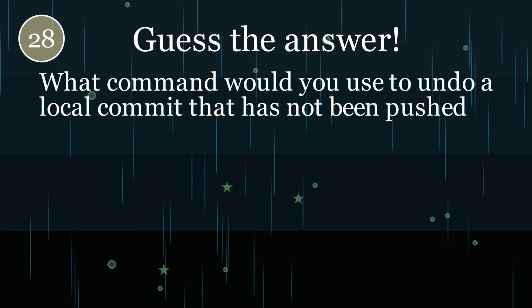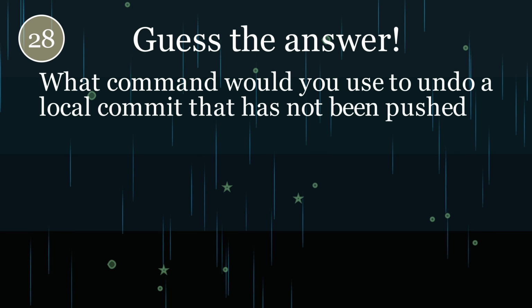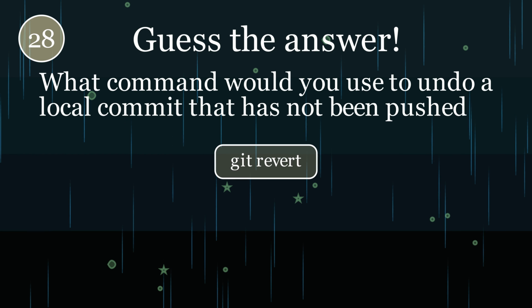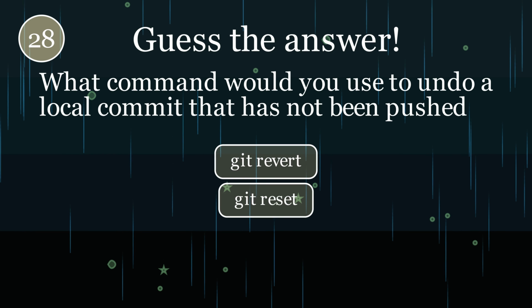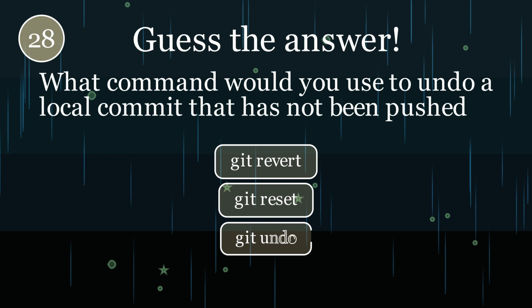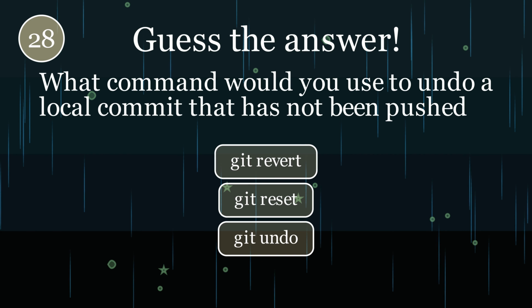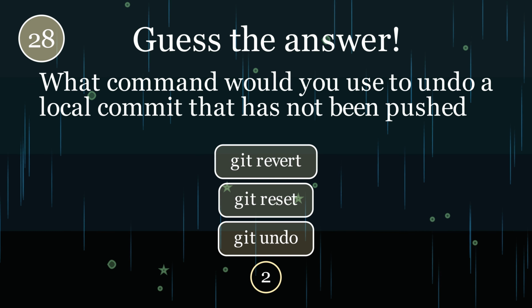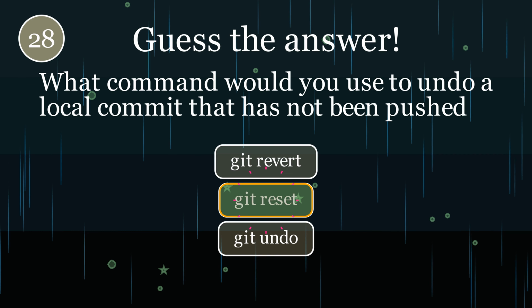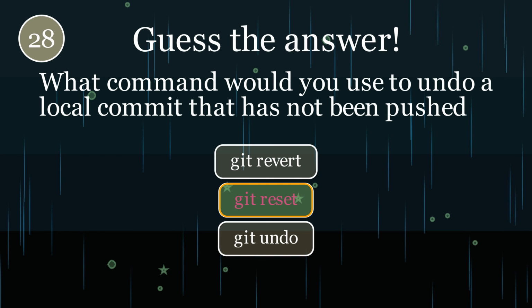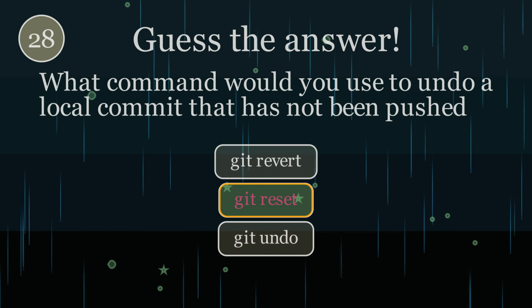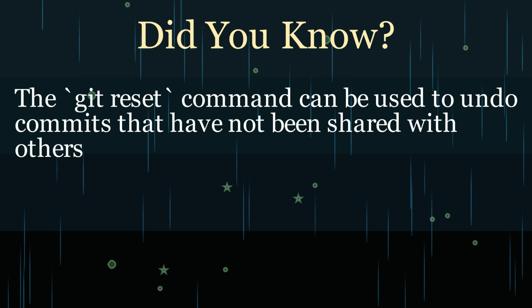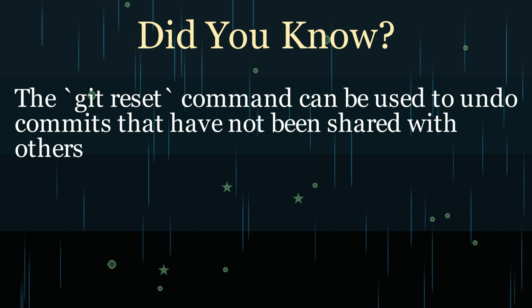What command would you use to undo a local commit that has not been pushed? Git revert, Git reset, Git undo. The correct answer is git reset. Let's learn something new. The git reset command can be used to undo commits that have not been shared with others.